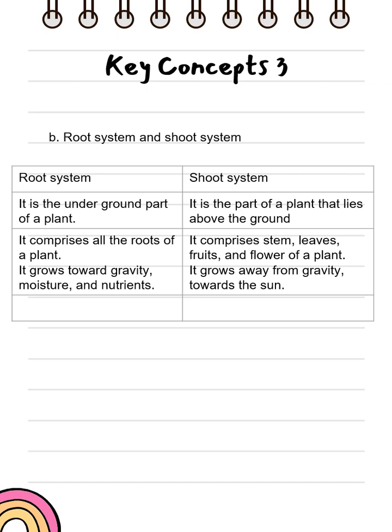Shoot system. It is the part of a plant that lies above the ground. It comprises stem, leaves, fruits, and flower of a plant. It grows away from gravity towards the sun.